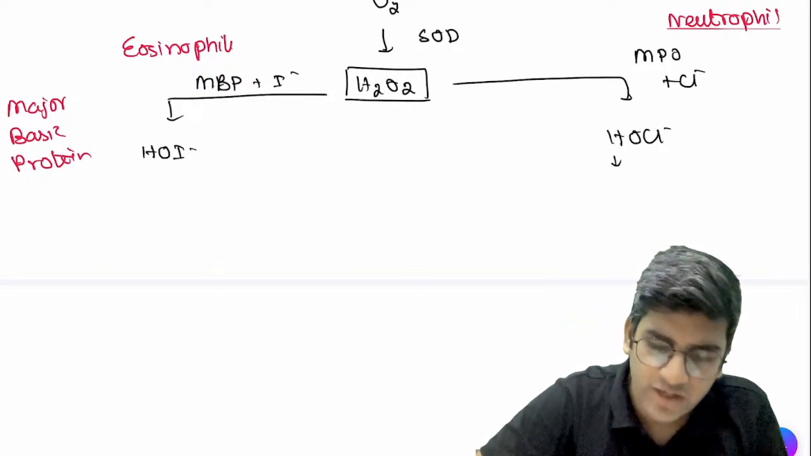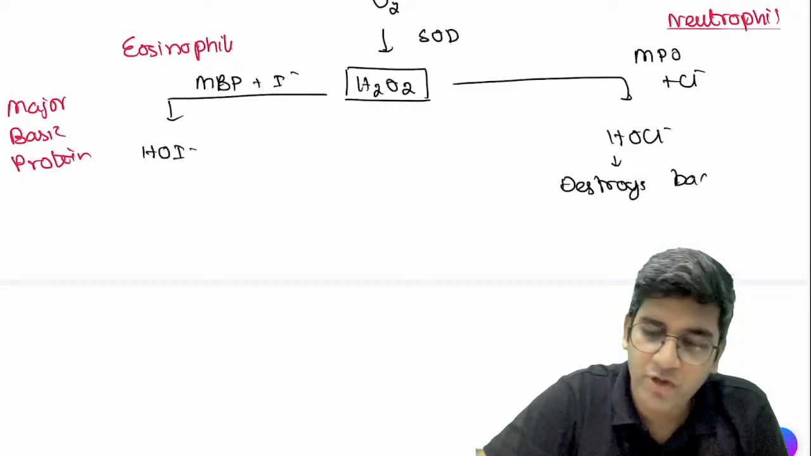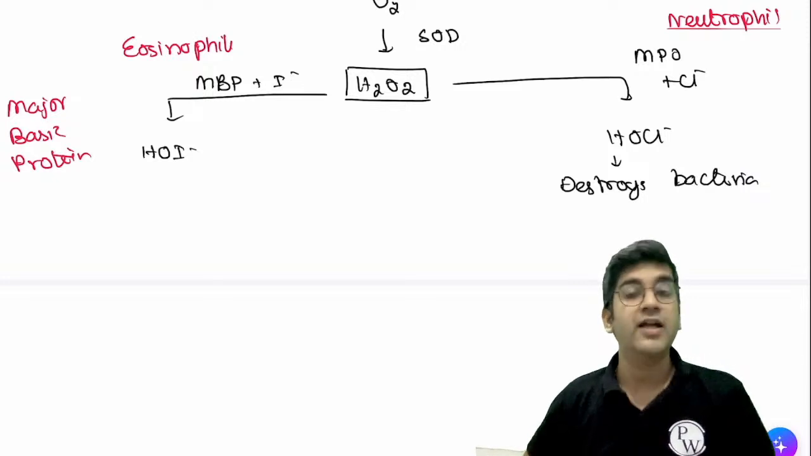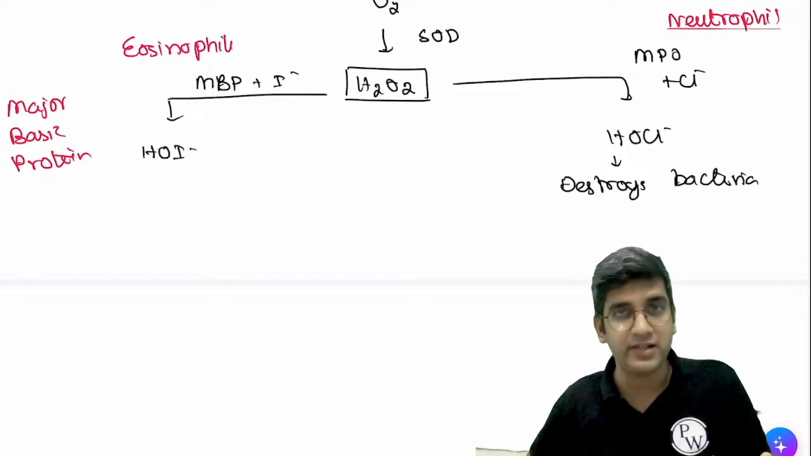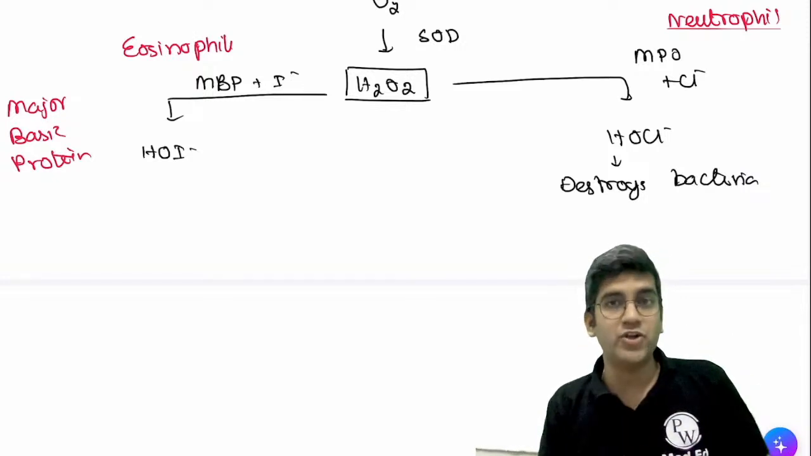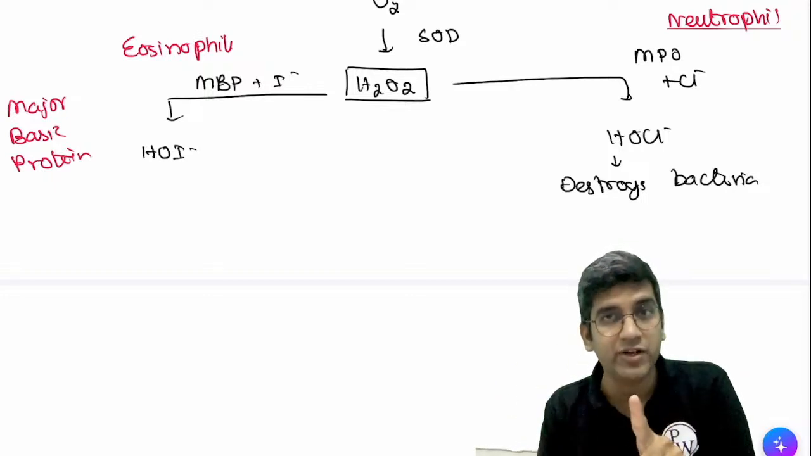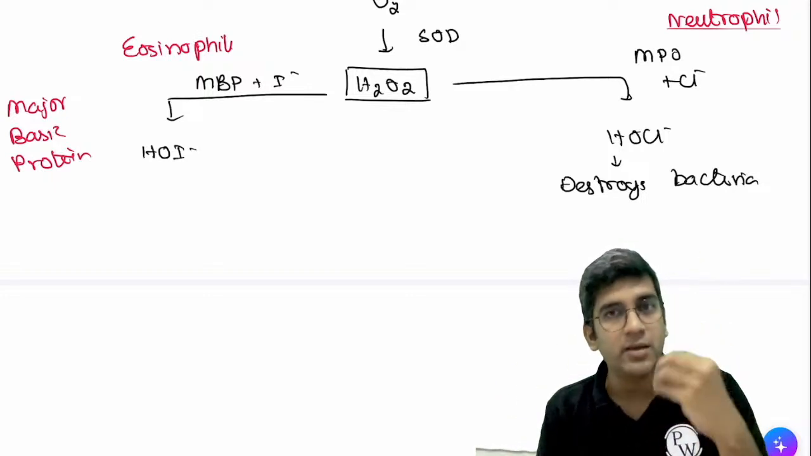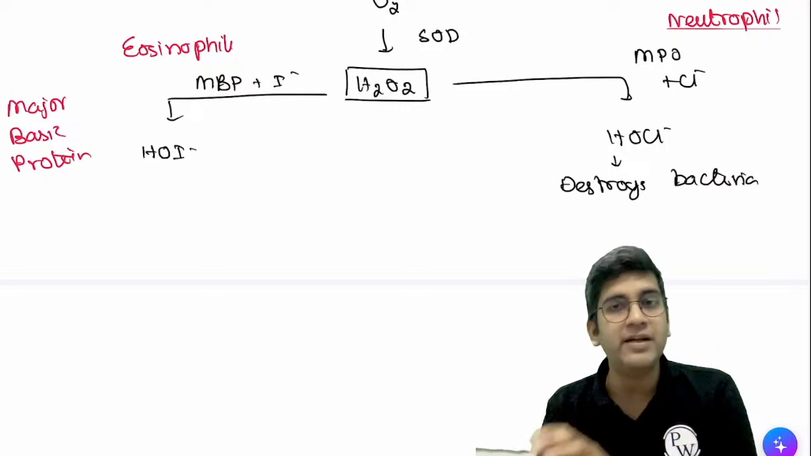HOCl will destroy bacteria. It is very effective in destroying bacteria. 99.9%, like your Dettol advertisement. It kills 99.9% of the bacteria. It's an extremely effective bactericidal. That's why you must have learned in your physiology, whenever you have a bacterial infection, my body will have neutrophilia. More neutrophils, because my body knows bacteria can be destroyed by neutrophils.